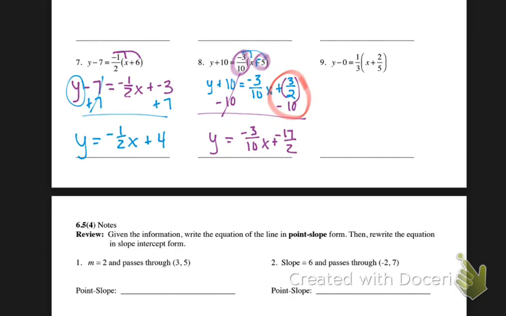And the last example we need to distribute. So I have y minus 0 is 1/3 x plus 2 over 15. So when I take 1/3 times 2/5 in the calculator, we'll get 2 over 15. And then I don't really have to add 0 to both sides. So there's my answer.